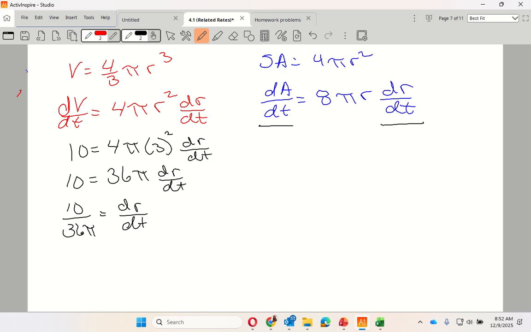All right, so now I know what dr/dt is. So I'm going to go over to the second problem over here. And once I can plug in my r and dr/dt, that means that I could solve for my dA/dt, so my change in surface area over time. So let's see. dA/dt is 8 pi, r is 3, dr/dt is 10 over 36 pi.